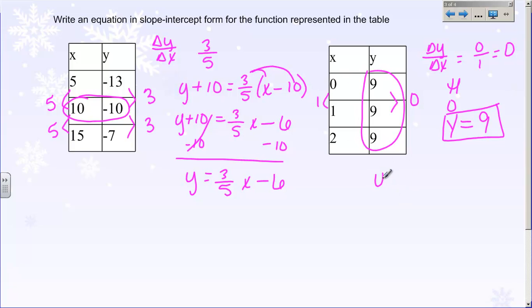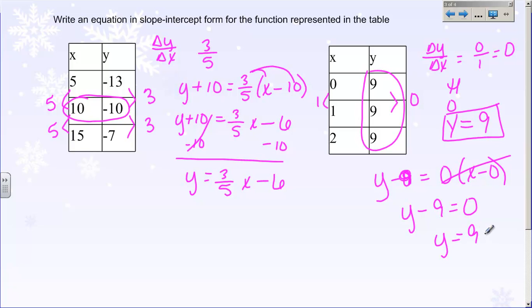We can take a point, just grab the first one. Y minus 0 equals 0 times x minus, sorry, it's y minus 9, not y minus 0. Y minus 9 equals 0 times x minus 0. Well, this entire side becomes 0. So I have y minus 9 equals 0. When I add 9 to both sides, I still get y equals 9. The equation is the same. This is shorter. If you'll remember, your HOI means y equals, and what does y equal? So that's from a table.